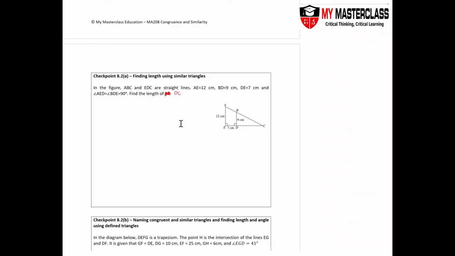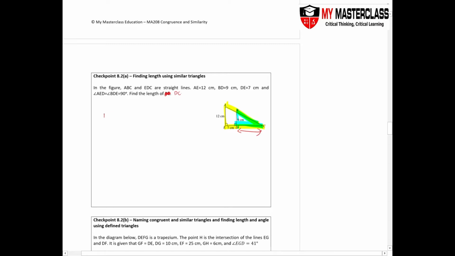Now, in this particular topic, we're talking about congruency and similarity. Let's take a look at checkpoint 8.2 part A. They're actually giving you two different triangles here, so let's just do a little bit of a highlight. This is the bigger triangle, the one in yellow, and then you have the one in blue over here. This is asking you to find length, so let's find the length of DC over here.